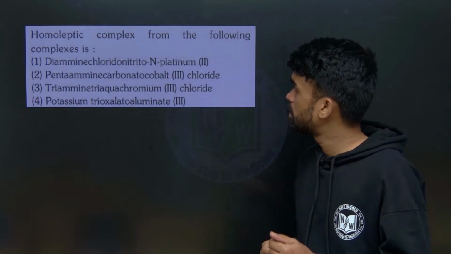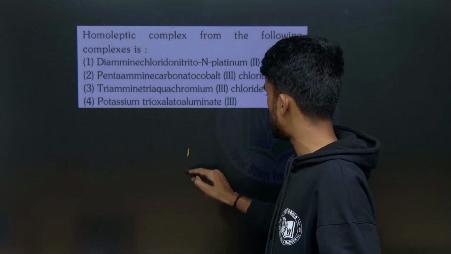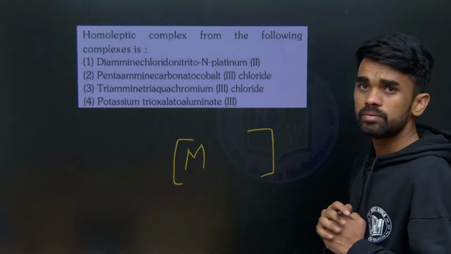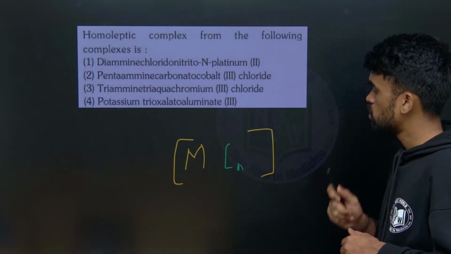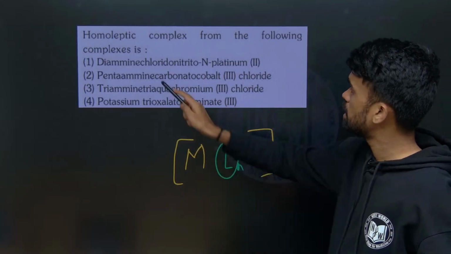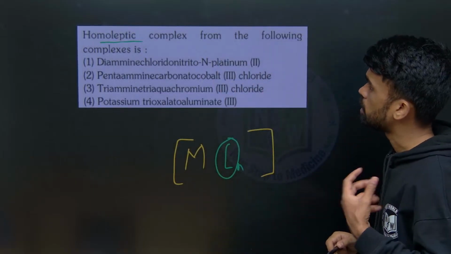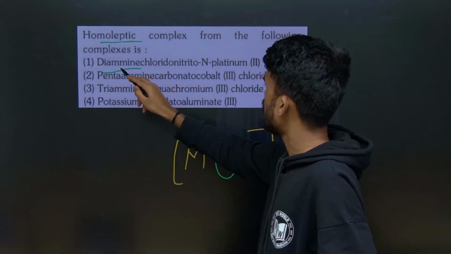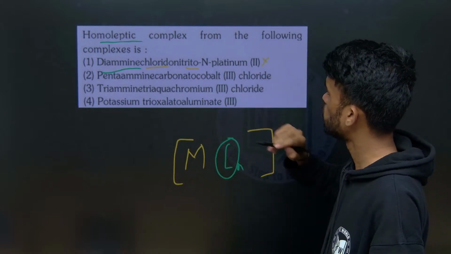Homoleptic, heteroleptic complex means, homoleptic means the ligands attached to the central metal atom. In coordination complexes, we represent the metal complex in square brackets with the metal and some ligands, right? If all these attached ligands are the same, then we can say it is a homoleptic complex. If these are different, we should call it heteroleptic. See here, diammine, cobalt, diammine, chloride, nitro. So different ligands are there, so this is not homoleptic.